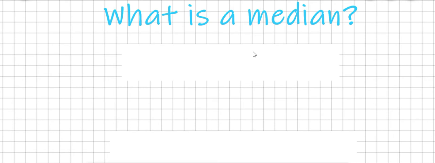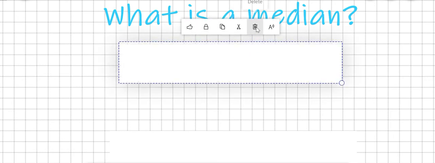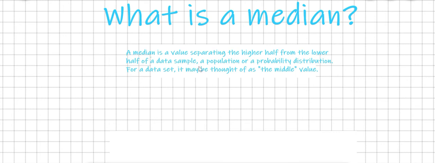So first, let me touch on what is a median. A median, if you search it up on Chrome or Internet Explorer, you'll get something like this. A median is a value separating the higher half from the lower half of a data sample, a population or a probability distribution. For a data set, it may be thought as the middle value. What this is telling us is a median is like one value that separates a higher half of a data set from the lower half of the data set, and it can also be called as a middle number. So something like if you have 1, 2, 3, then 2 would be the middle number.